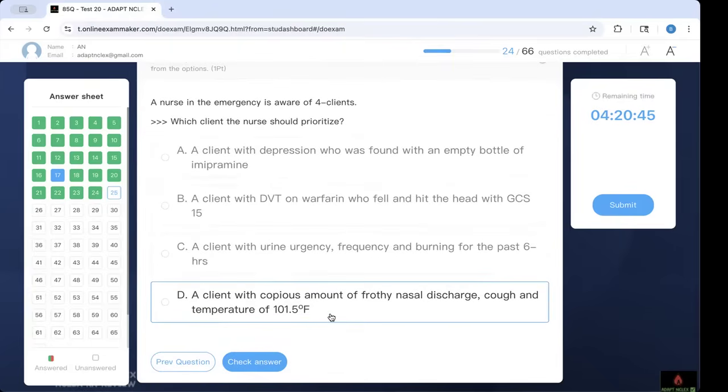And this is in the emergency department. Is aware of what? Four clients. Which client should the nurse prioritize? A client with depression who was found with an empty bottle of imipramine. That's a TCA. What do you think?